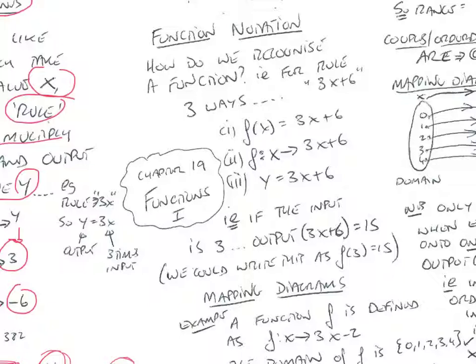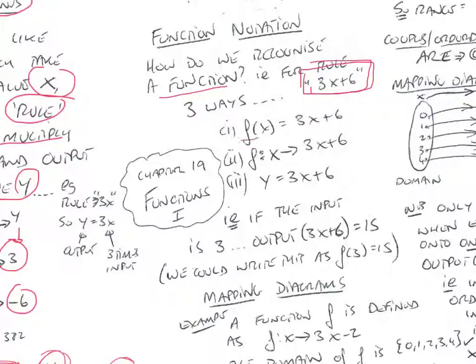So now let's look at some function notation. How do we recognize a function in maths when we see it? Let's take, for example, the rule 3x plus 6, because we won't be writing 'rule' everywhere. We'll use some mathematical notation, and there are 3 ways to describe this function 3x plus 6.